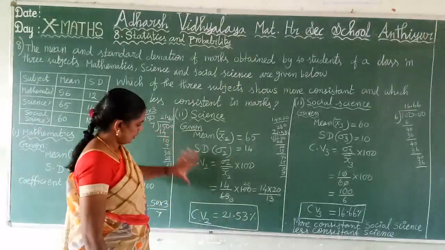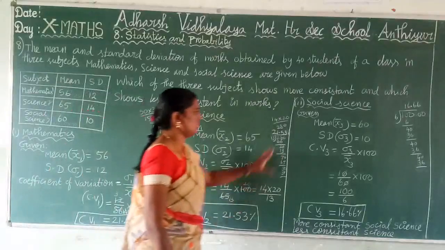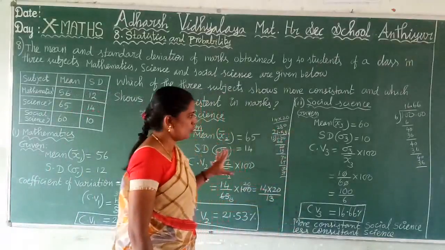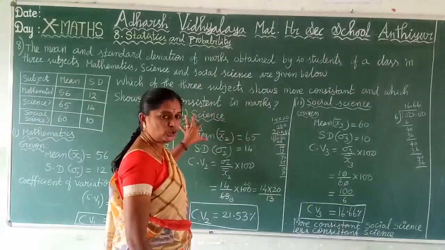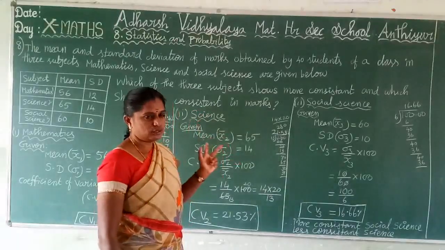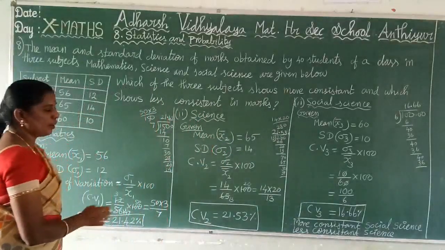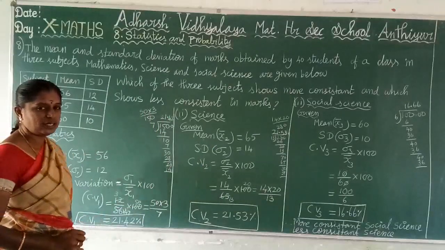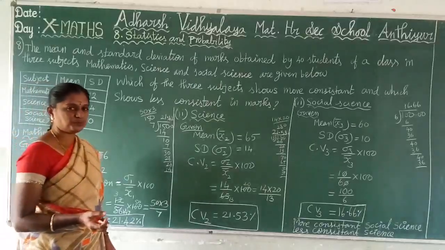So for this topic, the first one, you separately find mathematics, science and social. How many different data are given here? In the last question 2 were given, Vidya and Satya, and you compare 2 values. Here 3 are given: maths, science and social. You compare 3 values. Clear? Less value, more consistent. More value, less consistent.